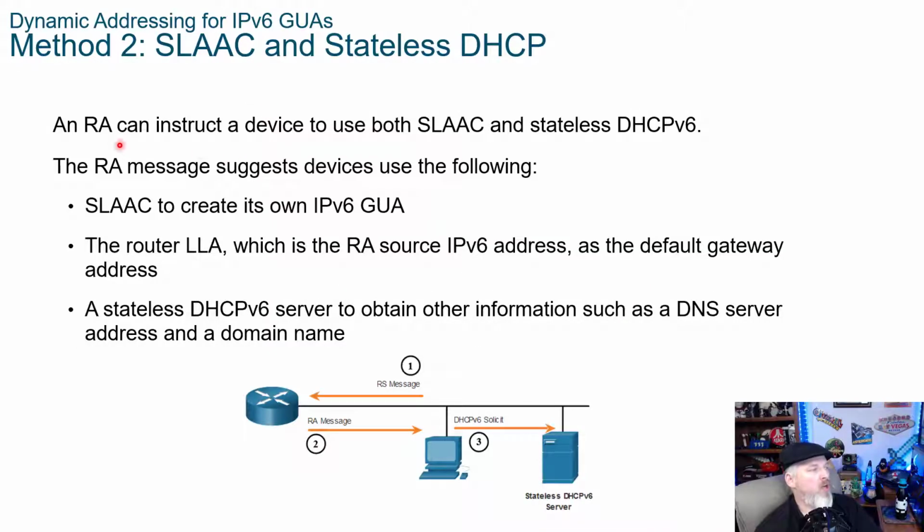Method 2, an RA can instruct a device to use both SLAAC and stateless DHCPv6. The RA message suggests the device use the following: SLAAC to create its own v6 GUA, and the router LLA, which is the RA source v6 address, as the default gateway address. Kind of neat. A stateless DHCPv6 server is used to obtain other information such as DNS server address and a domain name. So it's going to use a combination of those two.